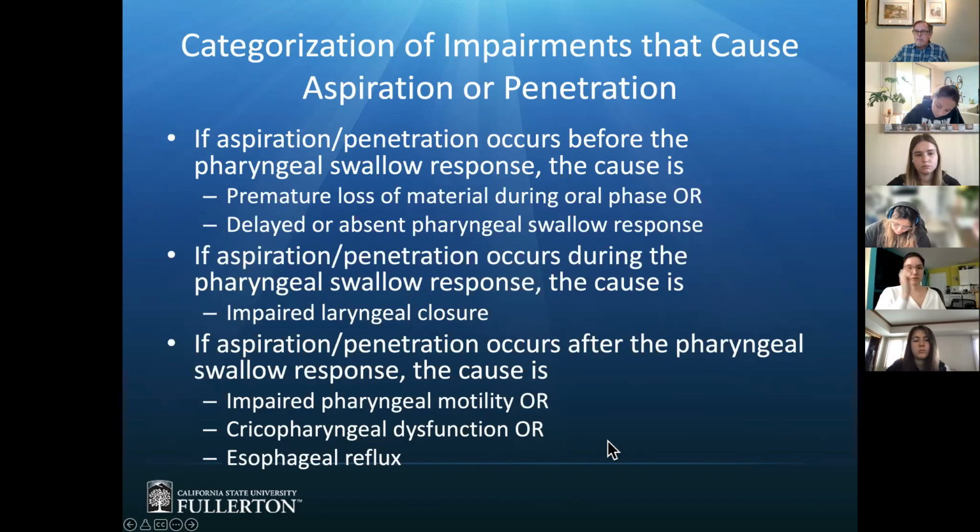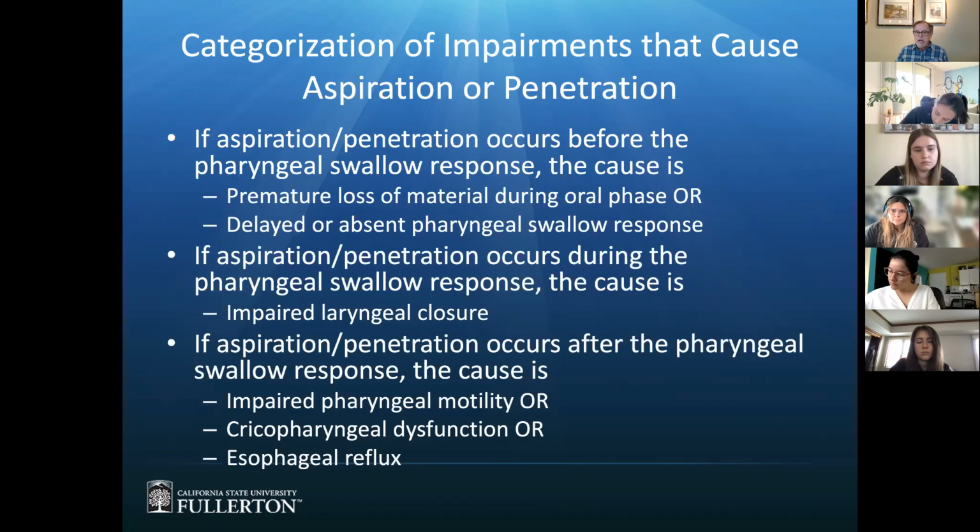And making that differentiation depends upon where the residue or stasis is located that then gets aspirated. If it's way up in the valleculae, which is that little recess just between the tongue and the epiglottis, or if it's down in the piriform sinuses as well, or if it's basically the whole pharynx, they've got so much residue and they open up their airway, take a breath, and it goes in.